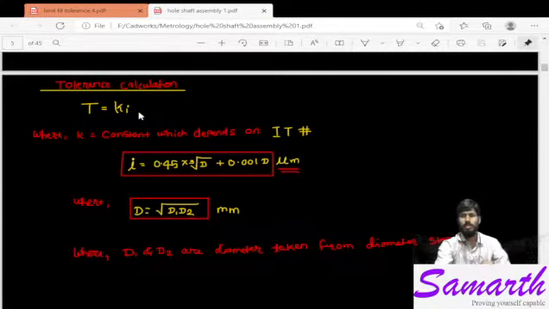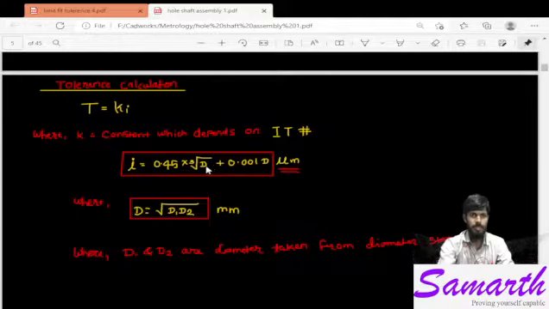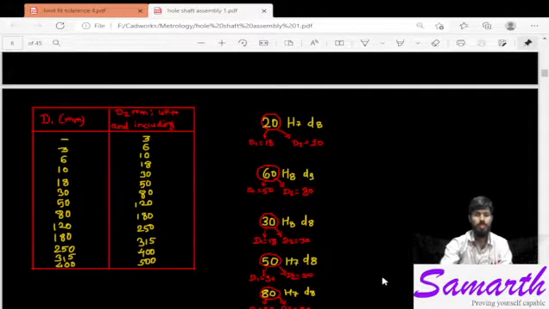Now you can see that this i formula contains capital D. This capital D is equal to the square root of D1 D2. How do we get the lower diameter D1 and the higher diameter D2? These are the diameters taken from the diameter steps, which are also given in one table. If a question is asked, don't worry, the values for these steps will also be given. You just have to keep in mind the formula for international tolerance.